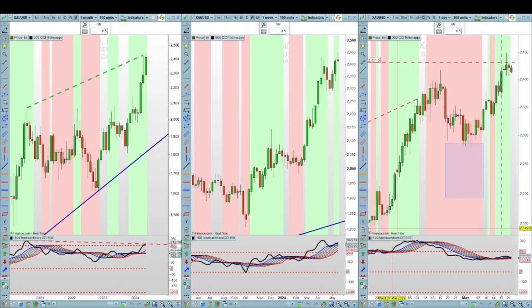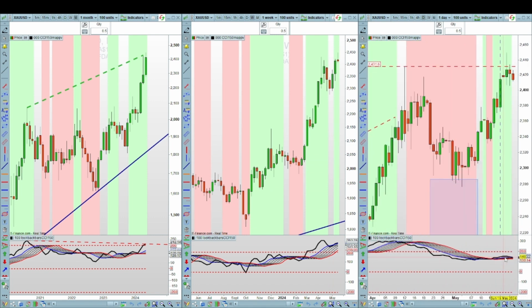First, looking at gold on the monthly, weekly and daily, you can see there we're bullish on the monthly. The CCI 150 is trending above the moving average band. On the weekly, it's a fresh breakout, so that's bullish as well. And on the daily, it's a breakout above the moving averages, although I just noticed the CCI 150 is trending down for the last couple of days of trade, showing a slight bearish movement.